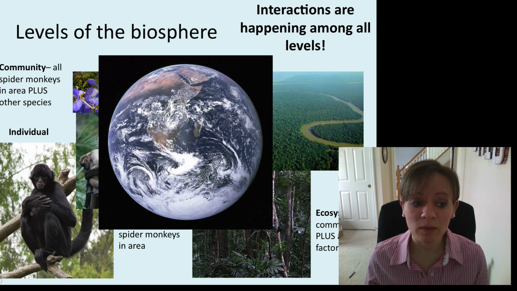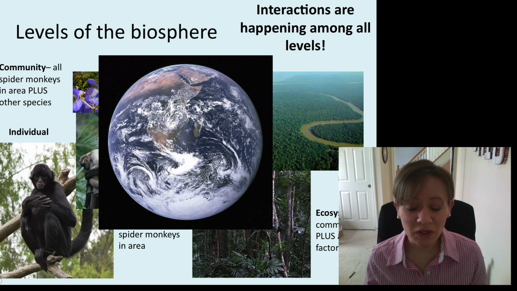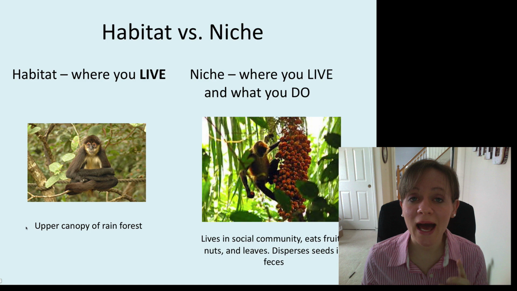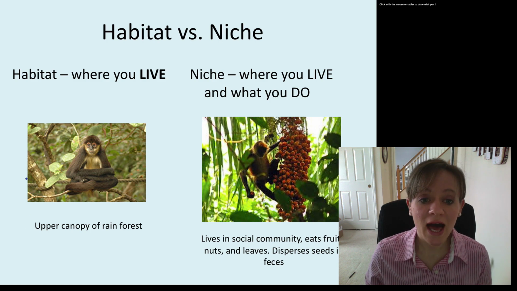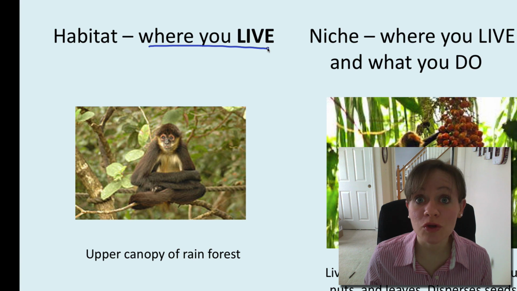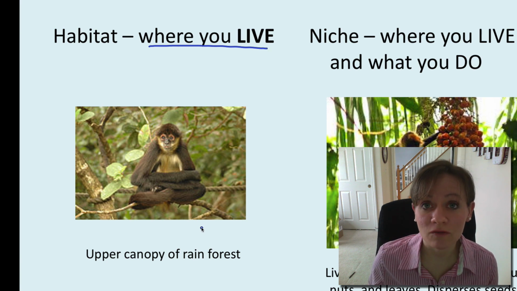So I want to go back to this individual, right? This individual spider monkey. What does it do? Where does it live? Well, there's a difference between a habitat and something called a niche. And so I want you to know the difference. A habitat is just simply where you live. So the habitat of a spider monkey is the upper canopy of the rainforest.